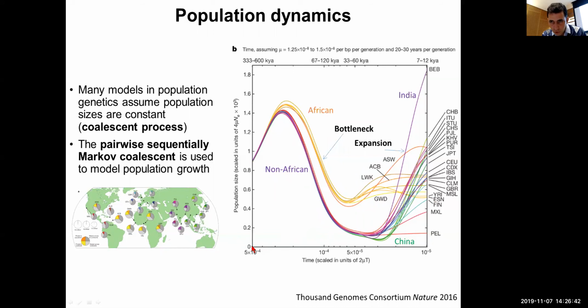So if you look at what happened, you see this expansion in Africa, this bottleneck as the out of Africa event is happening, and this recent re-expansion in the different populations. And you can pick an individual from each of these countries, and from one person, you can build all that by comparing across the genome the pairwise similarity.